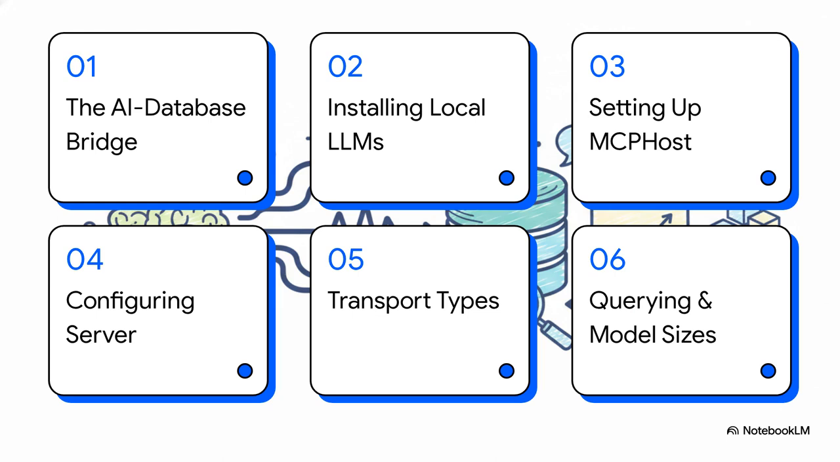So here is our developer roadmap for today. We'll start by defining the AI database bridge, move on to installing local LLMs, setting up MCPHost, configuring your server, exploring transport types, and wrap up with querying and model sizes. Let's get right into it.